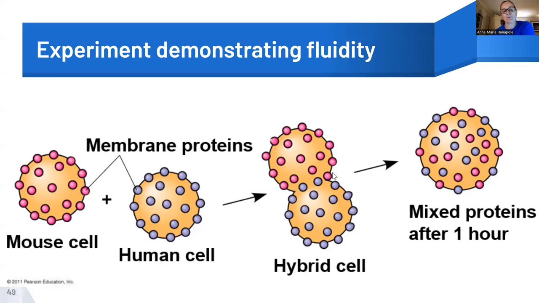And when you merge them together, after a period of time, those proteins are all intermixed. So you started out with your mouse proteins up here on the top and the human proteins down on the bottom. And then after time, you can see that now they are interdispersed and they've all moved around after an hour or so. Those proteins are no longer in that same original location. So that lets you know that those proteins are moving and they're not stuck in place. And so that's the fluidity of the cell membrane.